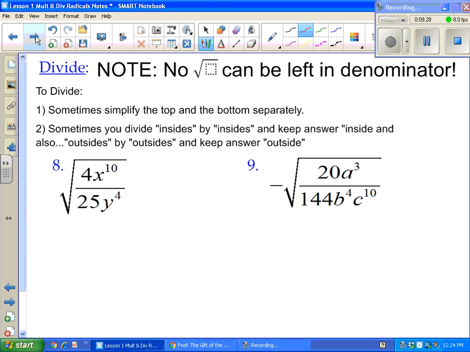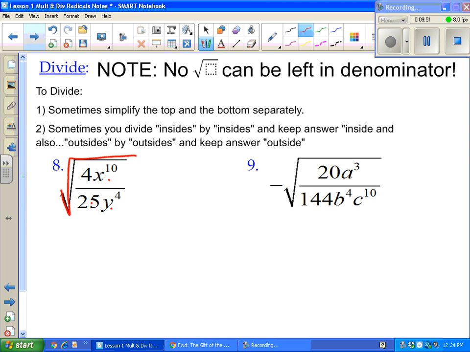Sometimes you can divide inside times inside, keep it inside, and divide outsides by outsides and keep the answer outside. So the same process, the same premise. All right. Here, the square root is all the way across the bottom to the top of this fraction. 4 and 25 will not divide out. This is an x and a y. Can't do anything with those either.